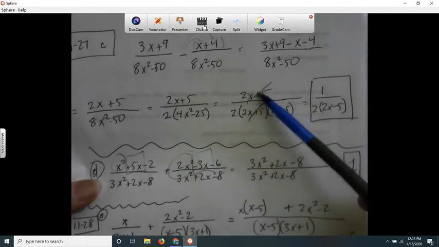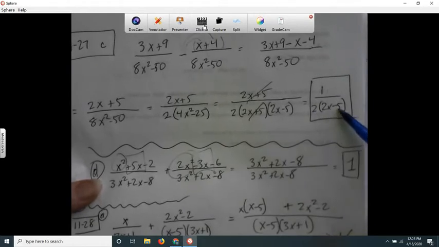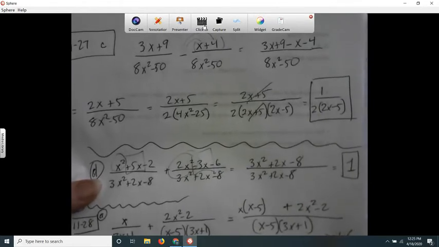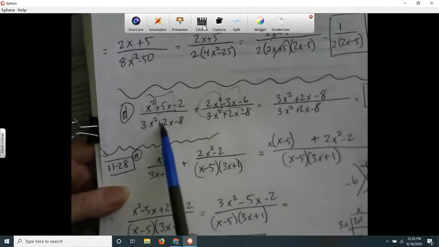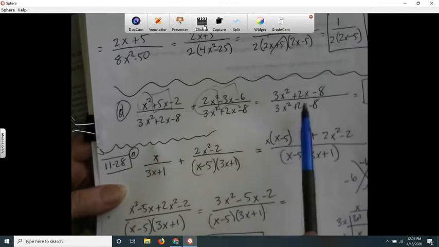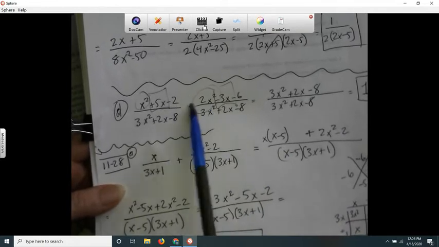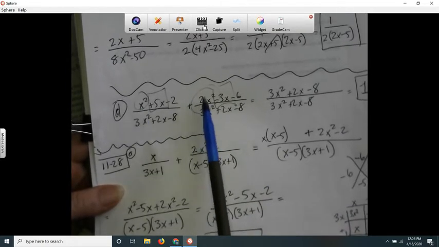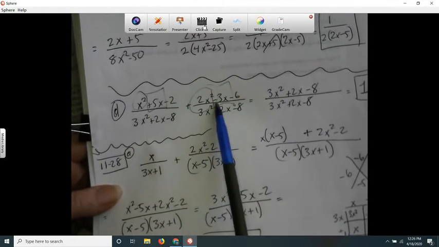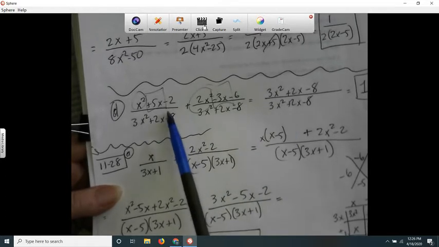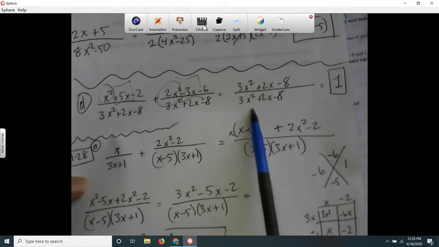And then these two canceled out, so I ended up with 1 over 2 times 2x minus 5. And then letter D. Letter D, we had the same denominator, so our answer is going to be written over that denominator. And then the numerator, when I add them, I just noticed that I had an x and a 2x. That gave me 3x, well, 3x squared. And I had a 5x and a negative 3x. There's my 2x. I ended up with something over the exact same something. So that's a giant 1.